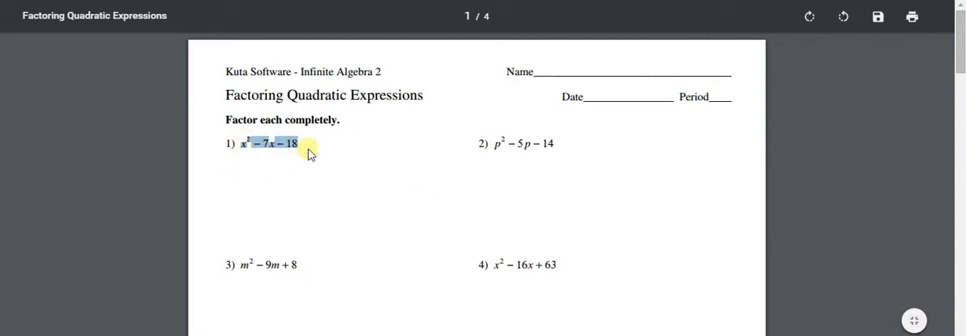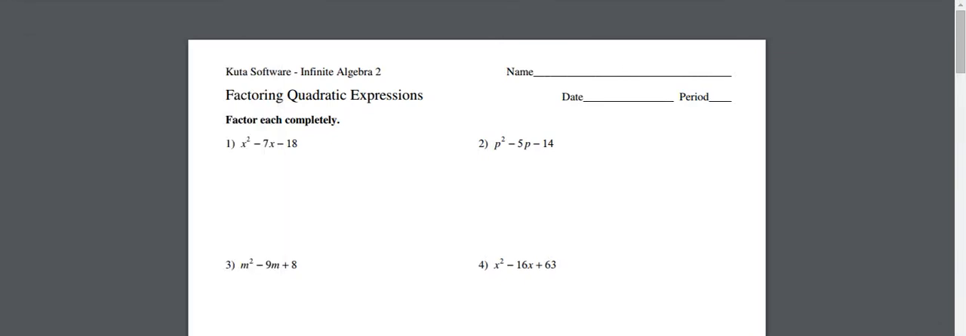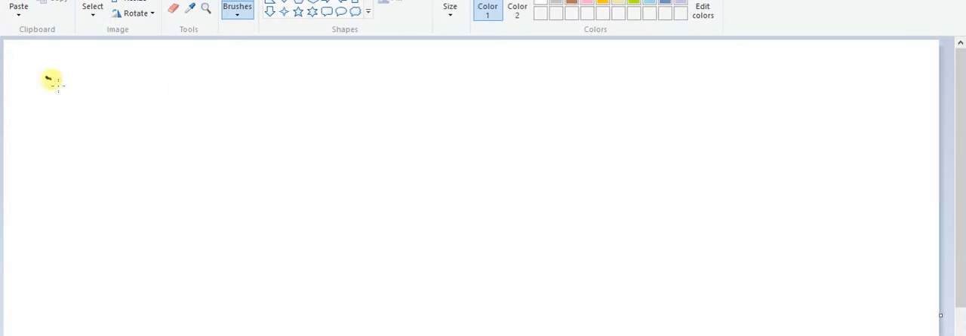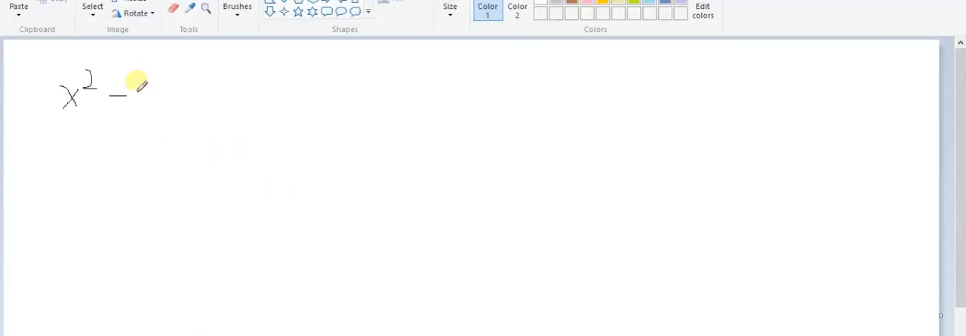I'm going to start out doing this one, the x squared minus 7x minus 18. I'm going to open up Paint to do this. Alright, so we got... that's too thick. Put the size down, that's better. Right, cool. So we got x squared minus 7x minus 18.